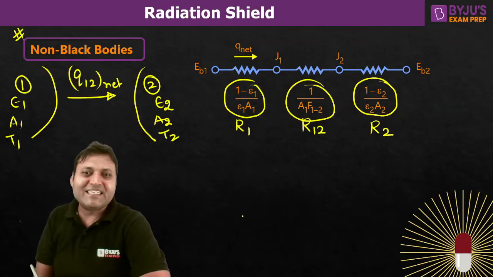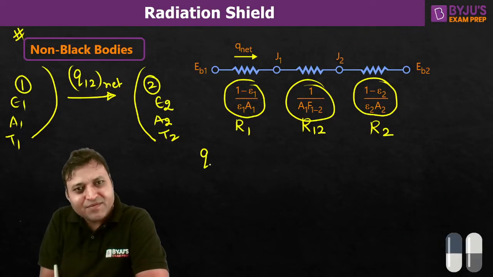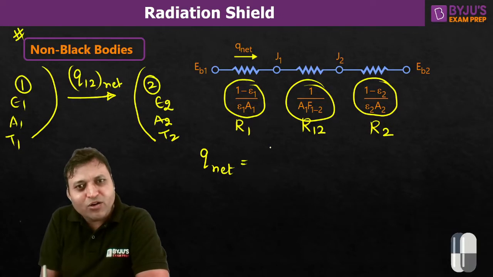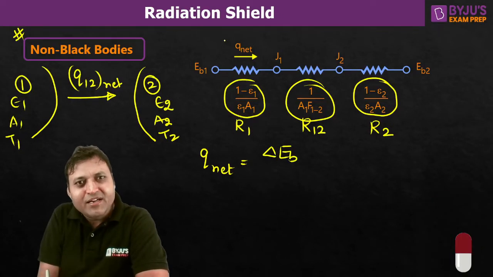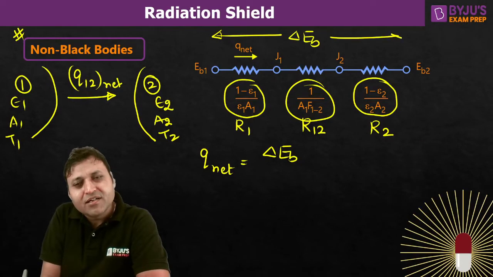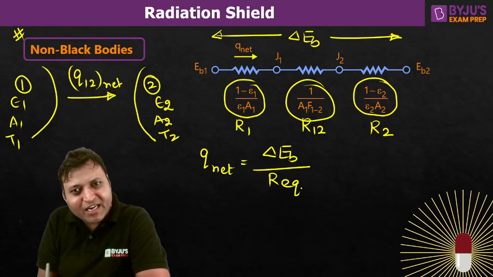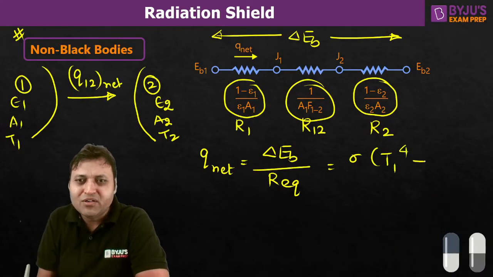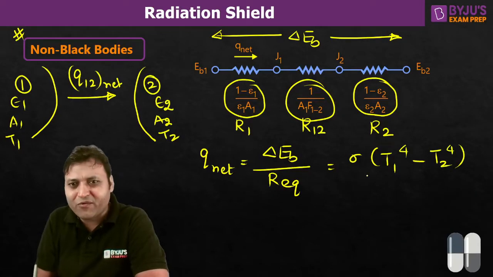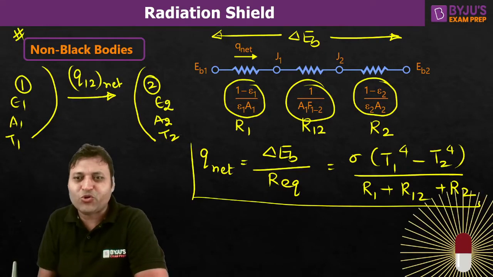So there are three resistances in series, and Q net can be calculated as delta EB, that is EB1 minus EB2, the thermal potential, divided by the equivalent thermal resistance. So we can say that it is sigma into, according to Stefan-Boltzmann law, (T1 to the power 4 minus T2 to the power 4) divided by (R1 plus R1 to 2 plus R2). That is how we can find out Q net.